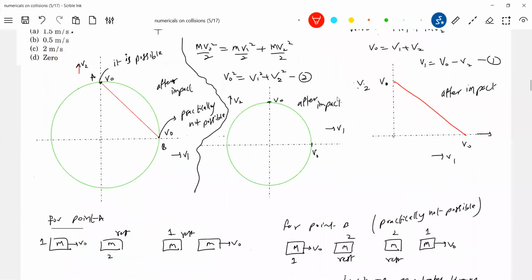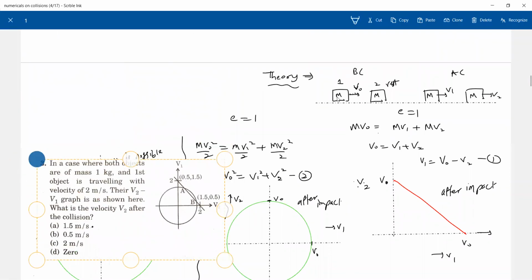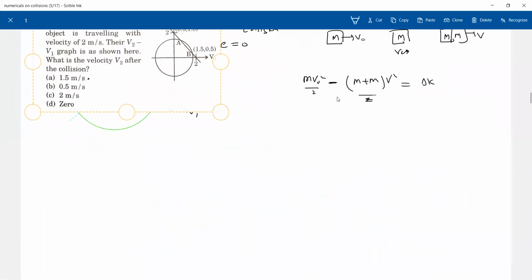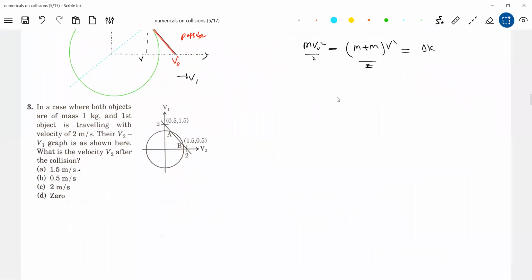Now let's come to the question. I think I'll take out question from here. Now interpret this question. Look at the graph now. Is it elastic collision, perfect inelastic, or inelastic collision?